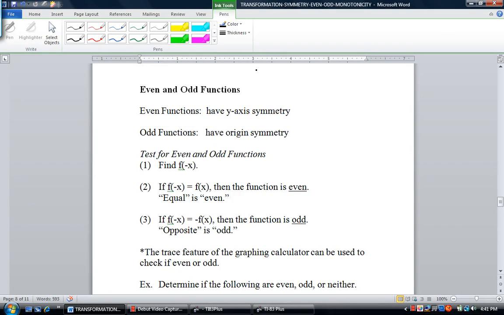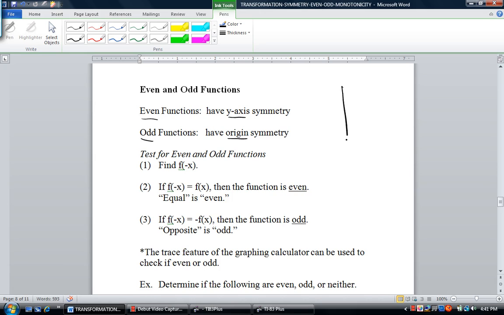Even and odd functions. Now this follows a little bit from a previous video that I made over symmetry. So if you need to, hopefully I remember to provide the link so you can look at what symmetry is. Now even functions, that's actually the same thing as having y-axis symmetry, and odd is the same as the origin.